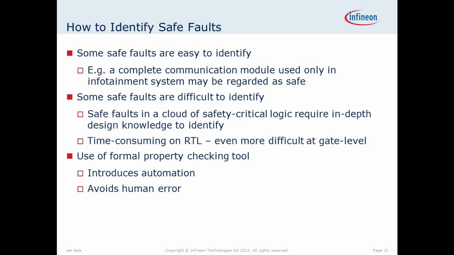So one possible solution is to use a formal property checking tool. This introduces automation, and it has the added benefit of avoiding human error, so you don't get faults which are incorrectly identified as safe.